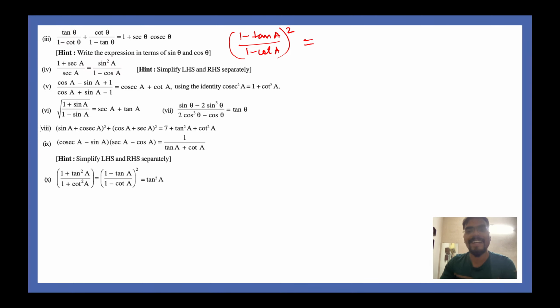So 1 − tan A can be written as 1 − sin A divided by cos A.